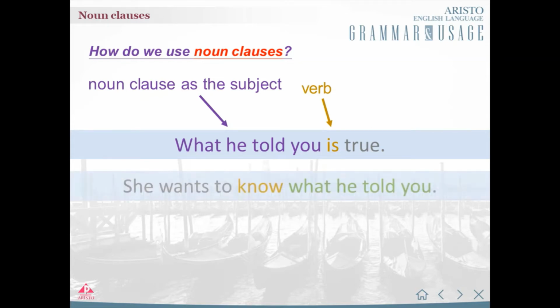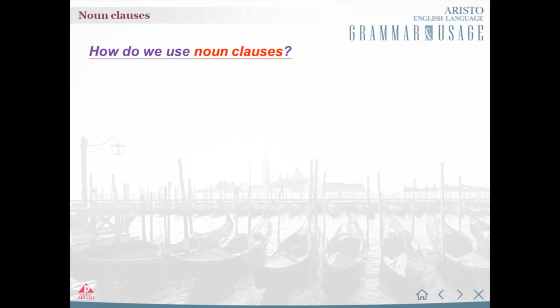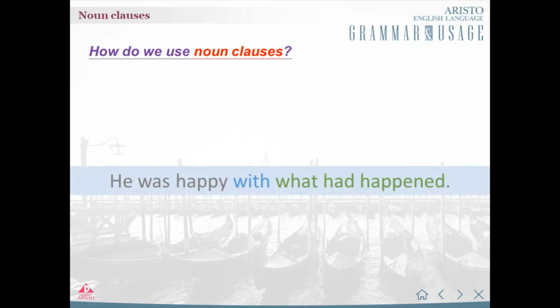Now let's take a look at the second sentence, which uses the noun clause as an object. The noun clause what he told you is used as the object of the verb know. We can also use noun clauses as the object of a preposition. Let's take a look at an example sentence. The noun clause what had happened is used with the preposition with.